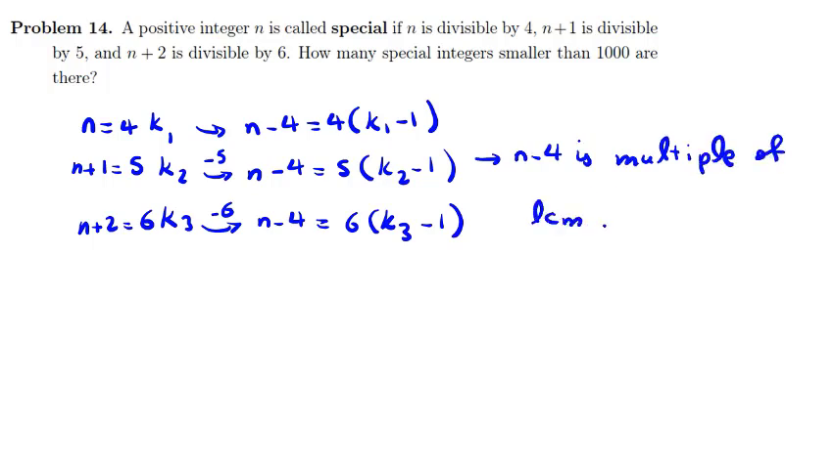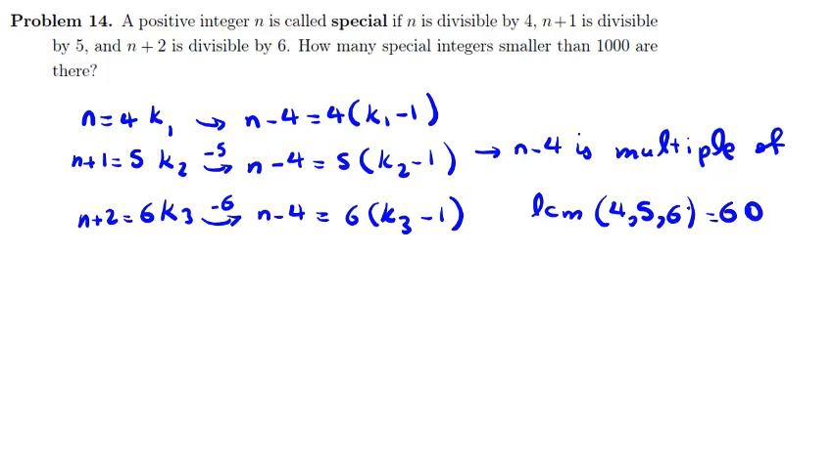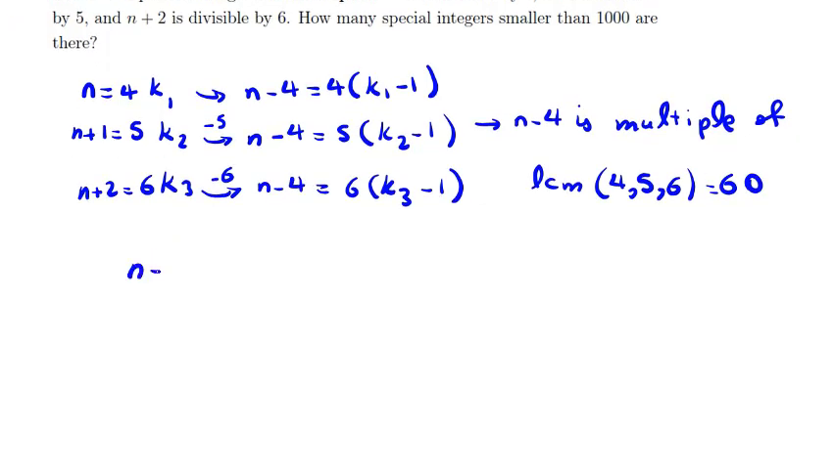the LCM of them, the least common multiple of 4, 5, 6, which equals 4 times 3, 12, times 5, 60. So n minus 4 is a multiple of 60, so n minus 4 is 60s, for example. So we can say n is equal to 60s plus 4.